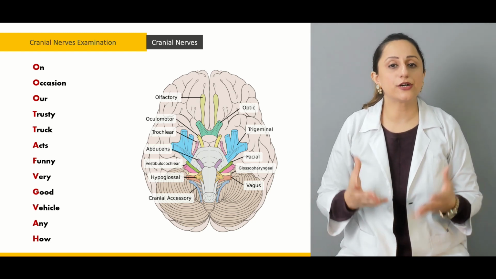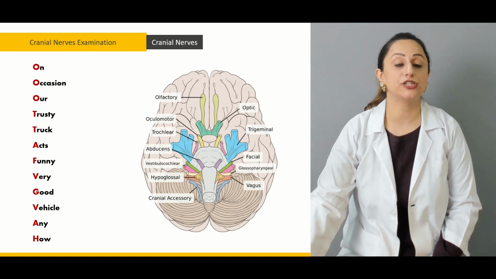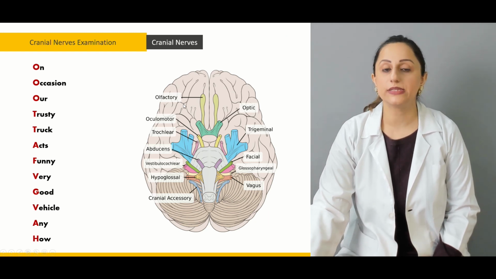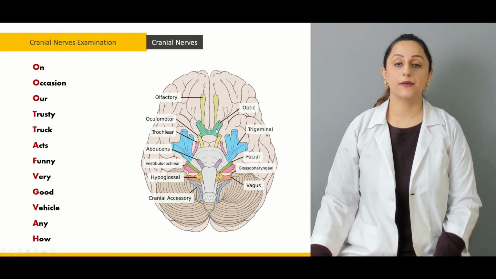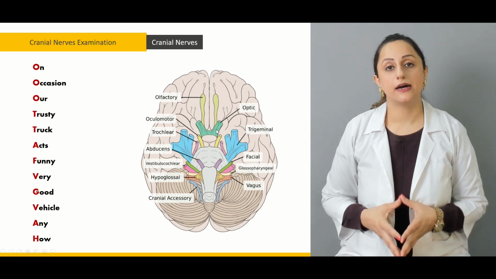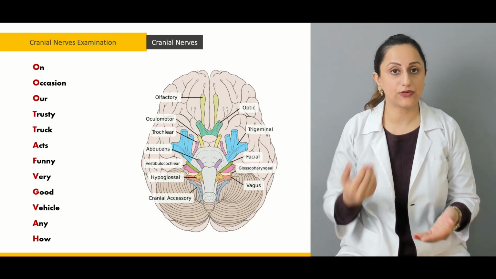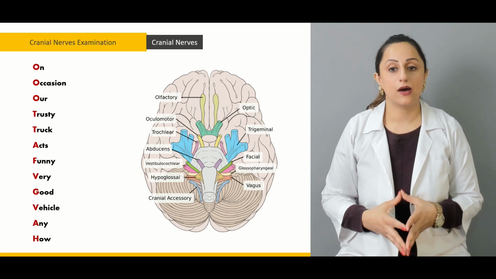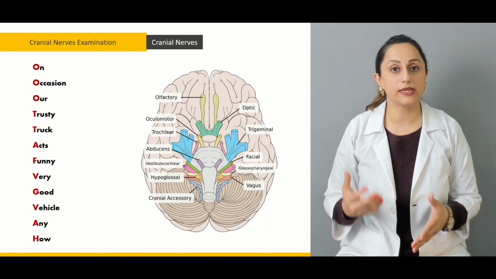If we look into the functions of these cranial nerves, you would appreciate that the olfactory nerve is responsible for the sense of smell. Then we have the optic nerve, which carries signals to the cerebral cortex, to the visual cortex, for the final imaging in our visual system. So it really plays a role in the visual system.